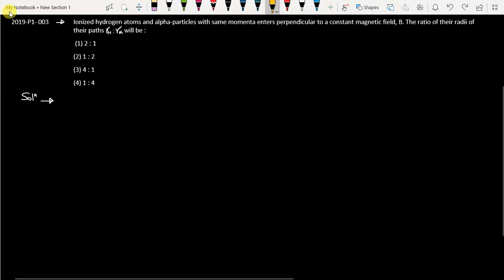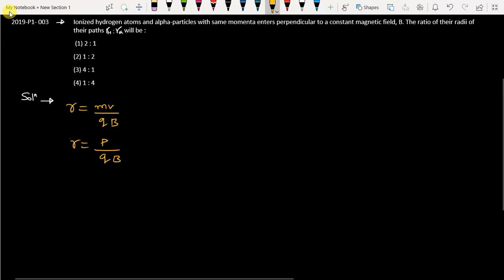So this is a very simple formula-based question. Since the charged particles are going to enter the magnetic field perpendicularly, they are going to follow a circular path, right? And the radius of the circle, that is mv by qB, we already know. Now since mv is momentum, we can say that r is p by qB.